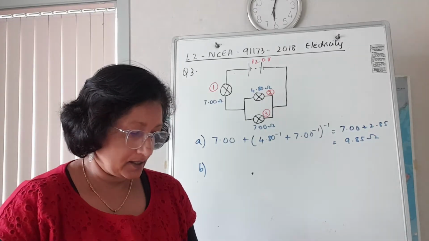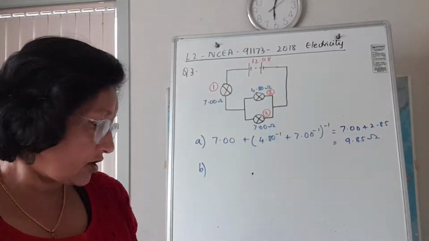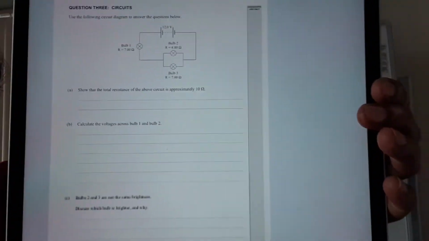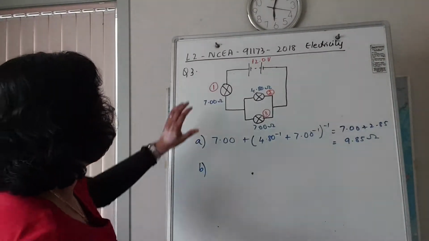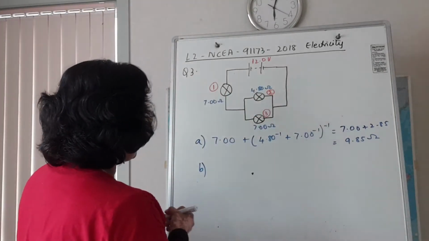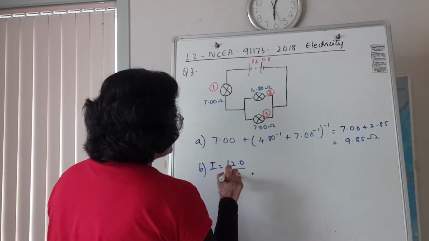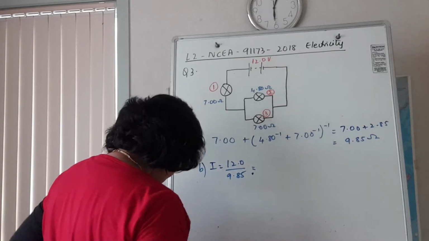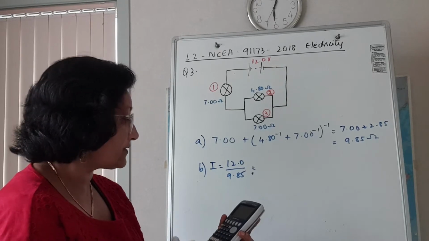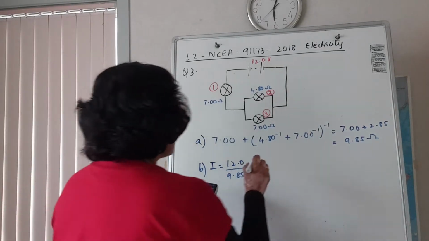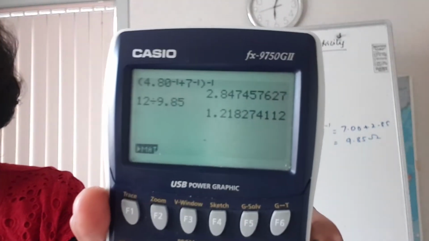So part B was to calculate the voltages across bulbs 1 and 2. In order to calculate the voltages across bulbs 1 and 2, I need to find the circuit current. So circuit current is voltage, which is 12 volts, divided by total resistance. When I do that, it's 12 divided by 9.85, always use unrounded numbers. So I get 1.22 amps, it's 1.21875. Okay.